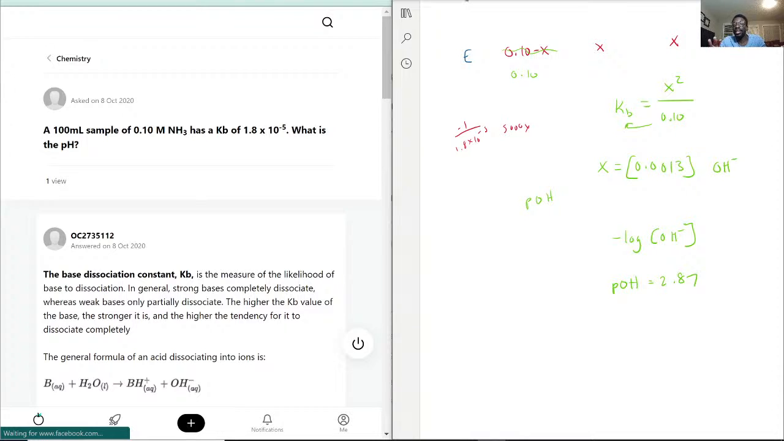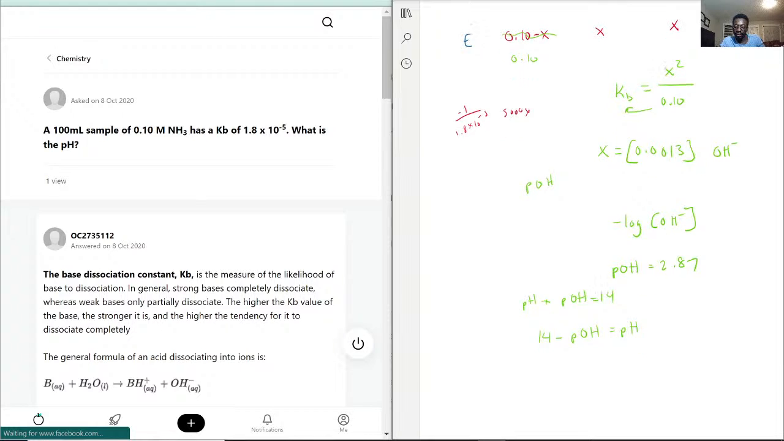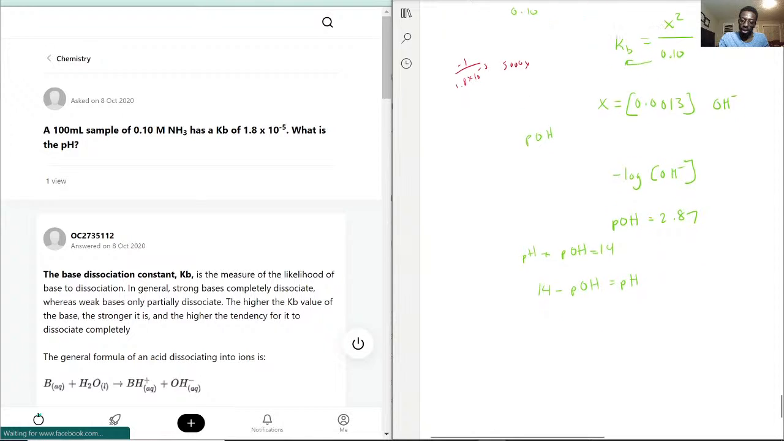2.87. Now, the relationship between pOH and pH is that pH plus pOH is equal to 14. So 14 minus pOH is equal to pH. So 14 minus that answer gives us our pH. So what is the pH of this question? The pH is equal to 11 point. We want two significant digits after the decimal for pH. So 11.13. That's what it rounds to.